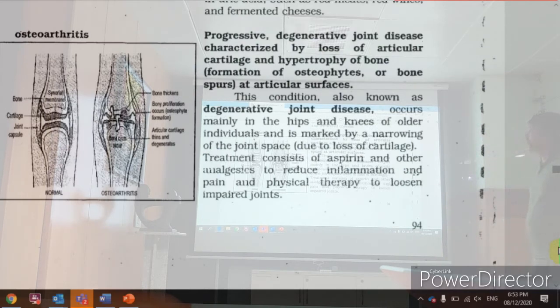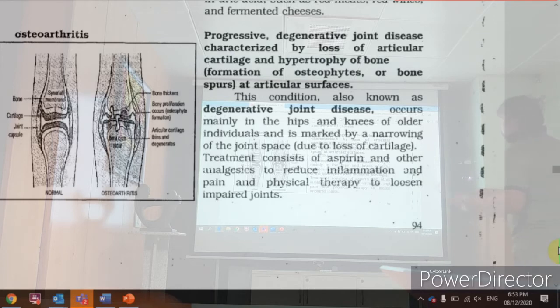Osteoarthritis is a progressive degeneration of a joint, characterized by degeneration of the articular cartilage. Remember I told you that layer is there; that will get degenerated, and hypertrophy of bone formation happens. This condition is also known as degenerative joint disease. Osteoarthritis occurs mainly in the hips and knees of older individuals because of loss of articular cartilage. For treatment, aspirin is given because of inflammation, but it should not be given in case of gastric patients.